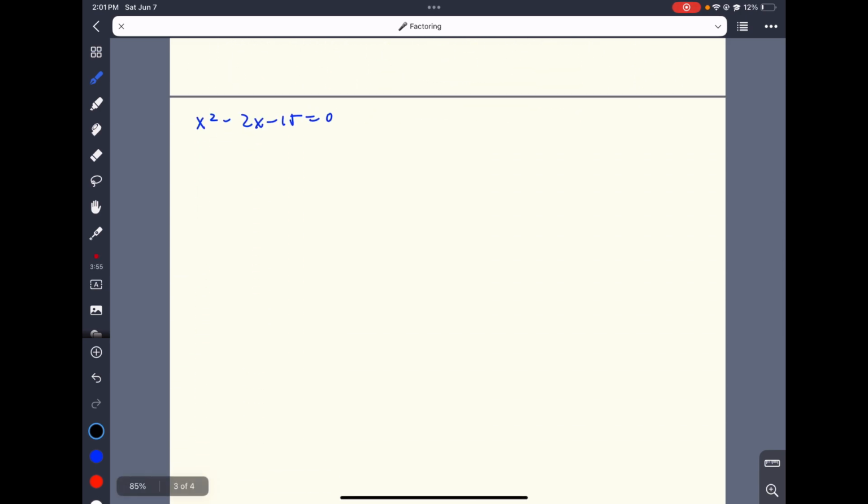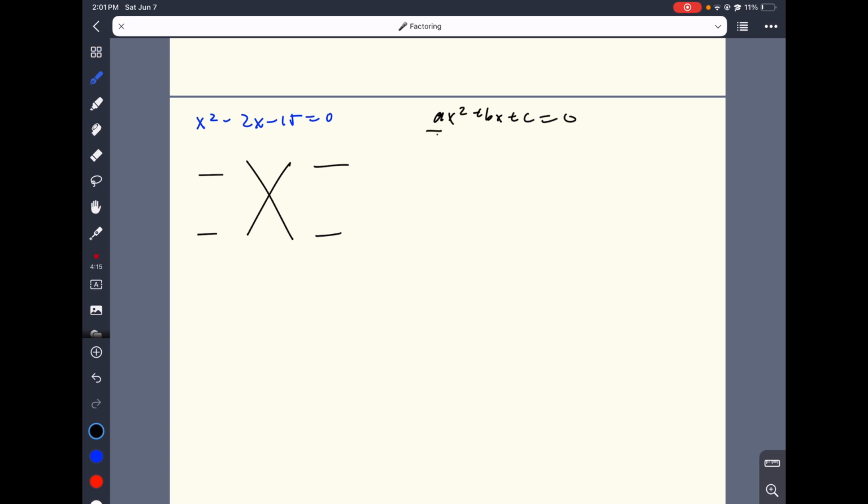Here we have x squared minus 2x minus 15 equals 0. So let's start again by setting up our cross product multiplication. So we have two numbers here, an x, and then two numbers here. And again, following our format of ax squared plus bx plus c equals 0, we know that a in this format, problem would be 1. We know that b would be negative 2. And we know that c would be negative 15.